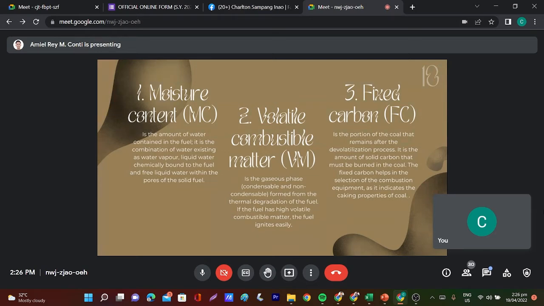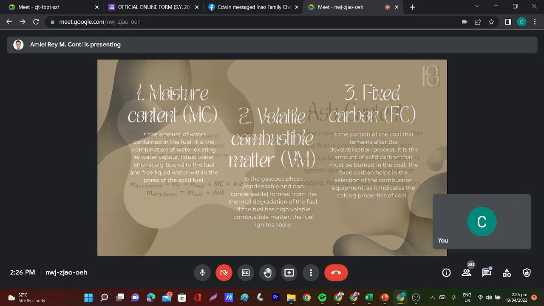Next po is yung fixed carbon, is the portion of the coal that remains after the devolatilization process. It is the amount of solid carbon that must be burned in a coal. The fixed carbon helps in the selection of the combustion equipment as it indicates the caking properties of coal. So after fixed carbon is removed, there could be two products.